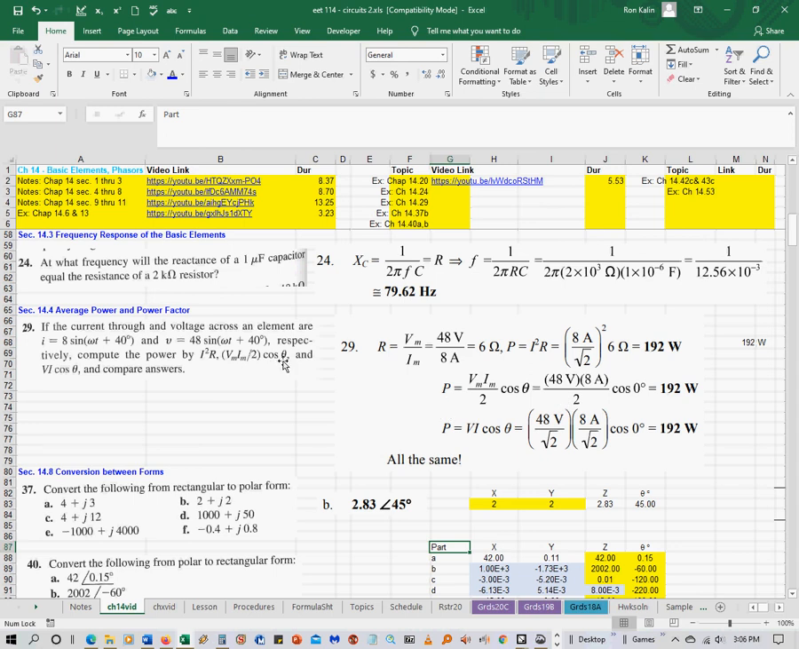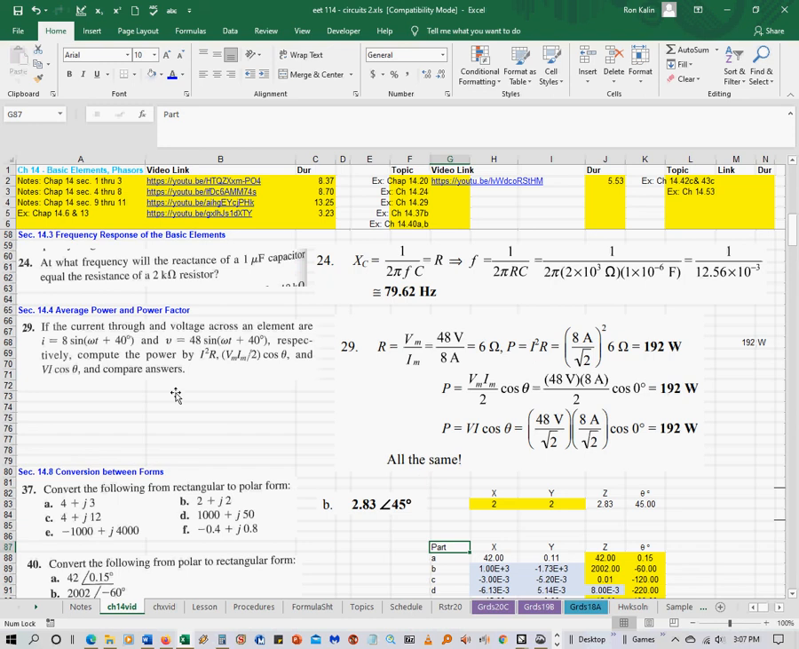Second method is this method here. Power equals Vm times Im divided by 2 times cosine theta. Vm is the 48, Im is the 8, those are the max values, divided by 2. Take cosine of theta, theta being the absolute value of theta I minus theta V, which ends up being 40 minus 40 equals 0. So the cosine of 0 is 1. When you multiply this out, you get 192 watts again.